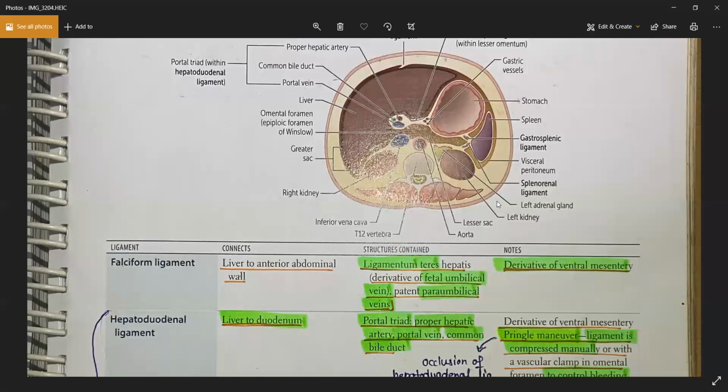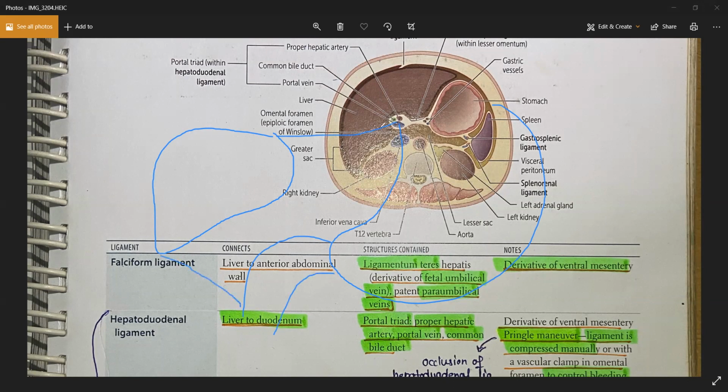If you look anteriorly, you have this liver, and you have this stomach, like that. This will be your ligament, this is your lesser omentum. It is formed by two parts. One is the gastrohepatic ligament, which is up to this part, and the second part is the hepatoduodenal ligament.